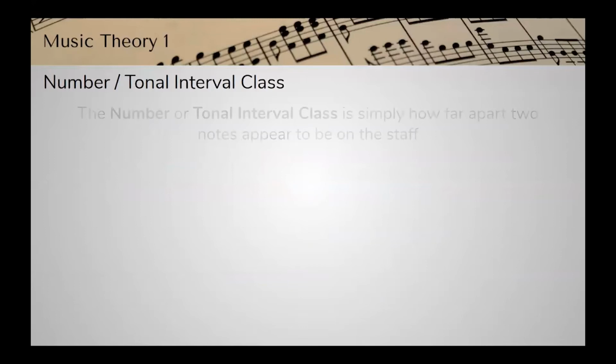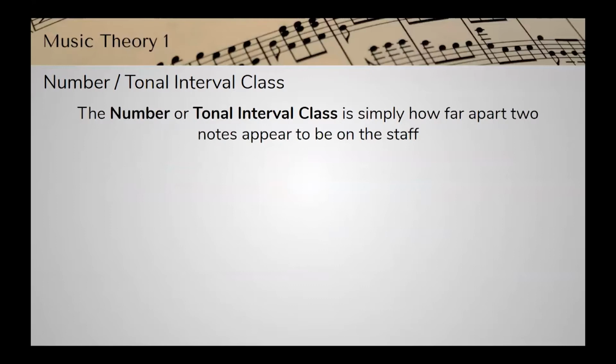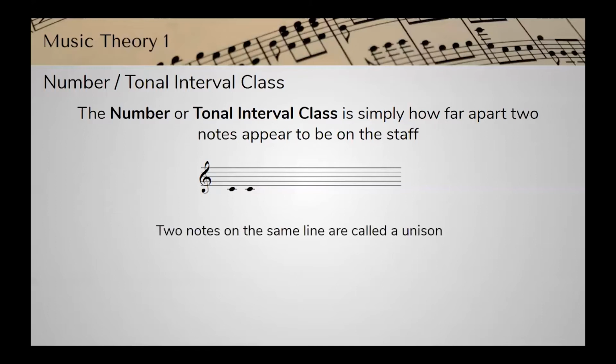So let's talk about that second part, which is the easier of the two to understand, which is the number or the tonal interval class. Okay, so the number or tonal interval class is simply how far apart two notes appear to be on the staff. Okay, so some examples. If two notes are on the same line, so there we have a C and another C, there's no difference between them, so we call that a unison. Okay? And so it's like a scale degree number, kind of, like those are both the first part of a scale, right? So we'd call that 1. Instead of saying 1, we call that a unison. Okay? So that would just sound like this.